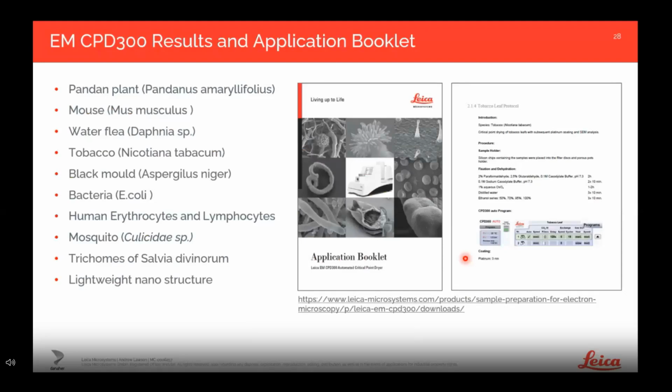Okay. So those were just a few examples. We also have an application booklet that's available for download from our website with a number more examples.